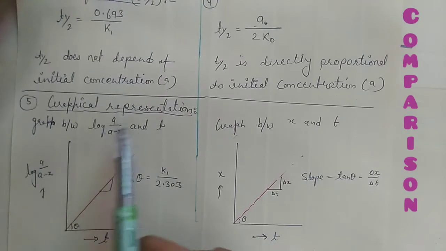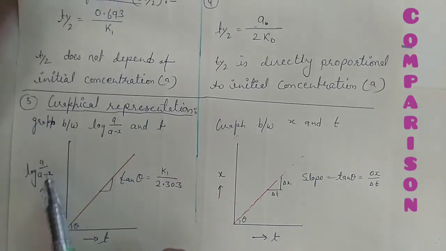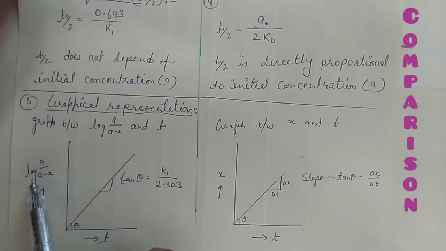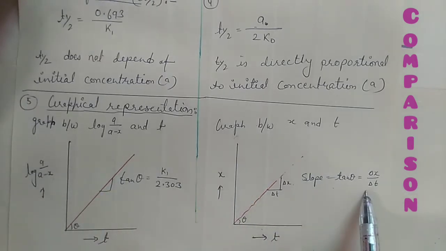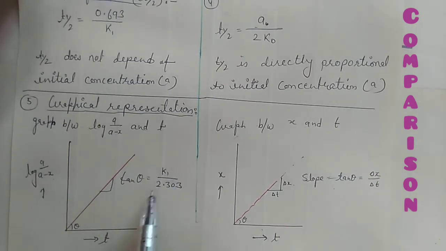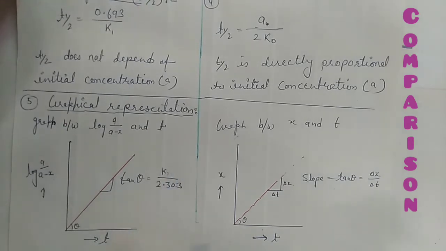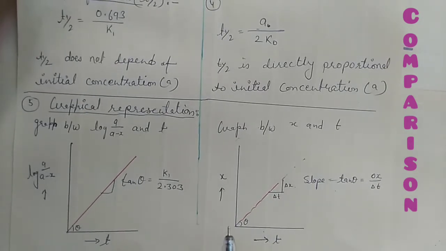Next, differences in graphical representation. Both graphs are straight lines, but here the graph is plotted between log a upon a minus x and t, while in the zero order reaction it is between x and t. Here the slope represents the rate constant, meaning tan theta is equal to del x upon del t, while in the first order reaction the slope is equal to K upon 2.303. These are some differences and comparisons between the zero order and first order reactions.